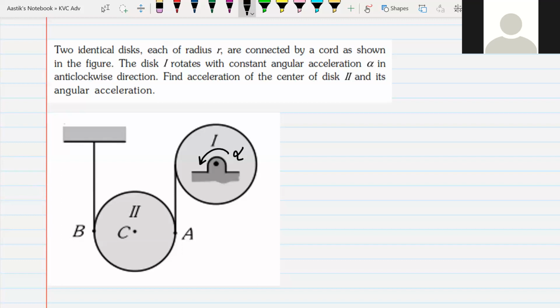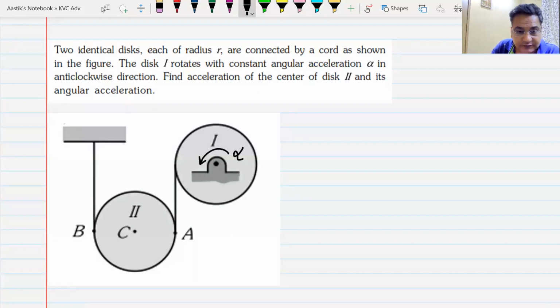Yes, your time is over, and my time has started. The angular acceleration of the second disk is alpha by 2. The acceleration is alpha into R by 2. That is absolutely correct. Well done.